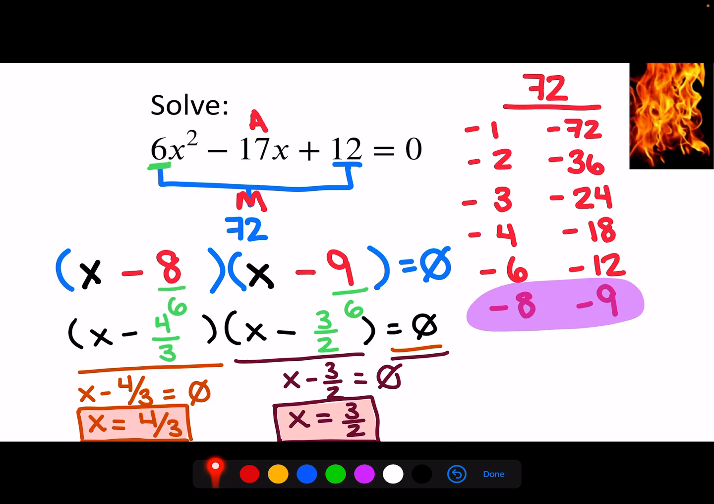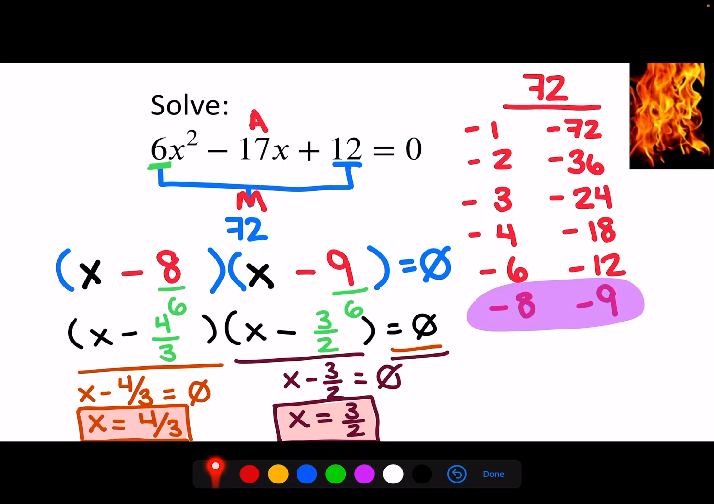So I'm going to divide both terms by positive 6. When I do that, I'm going to go ahead and reduce my fractions. That gives me x minus 4/3 times x minus 3/2. And of course, it's still set equal to 0. At this point, if it has its own bubble, it gets its own equation. So x minus 4/3 equals 0. X minus 3/2 equals 0.